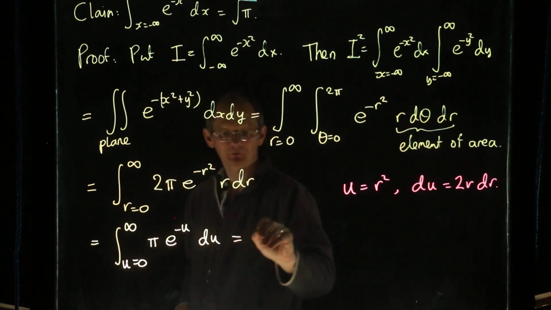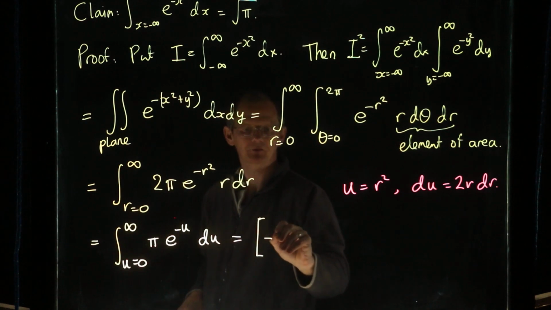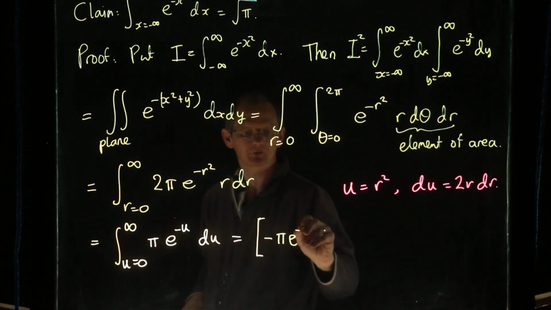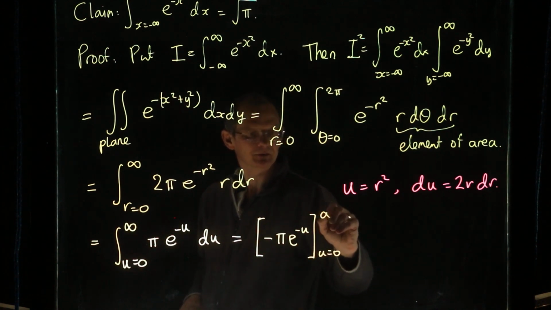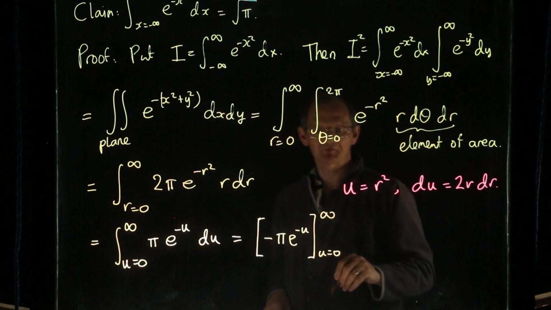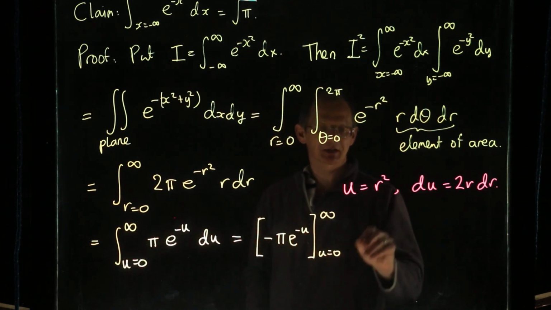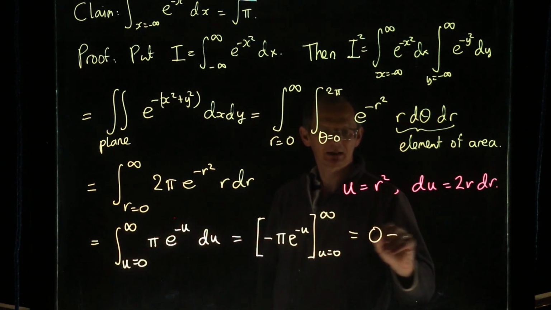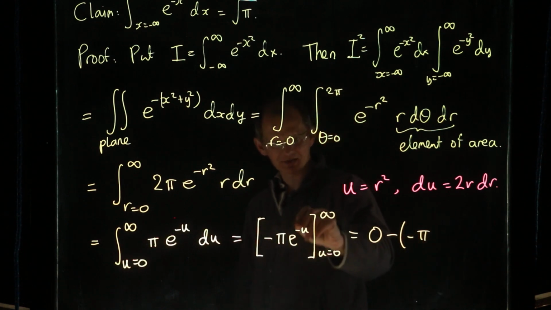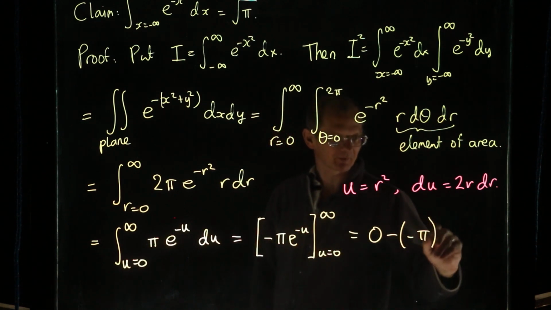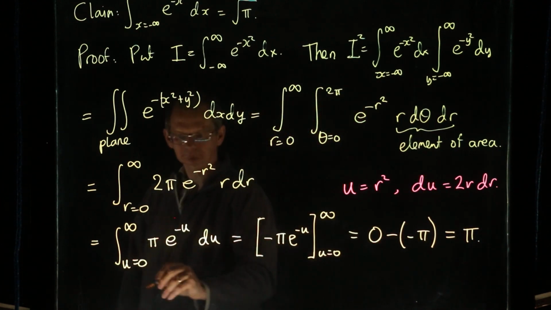Okay, so now this is not such a hard integral. The indefinite integral of e to the minus u is minus e to the minus u, so here we've got minus pi e to the minus u, evaluated from u is 0 all the way up to u is infinity. Okay, and now at infinity, e to the minus u is going to 0, so we've got a 0 here, and then at the bottom we've got a minus pi, and then e to the minus 0, but e to the minus 0 is just equal to 1, so it's like that. So altogether we just get pi.